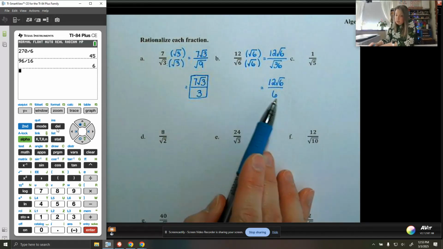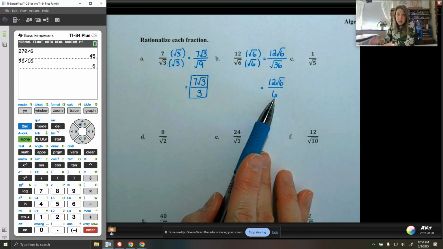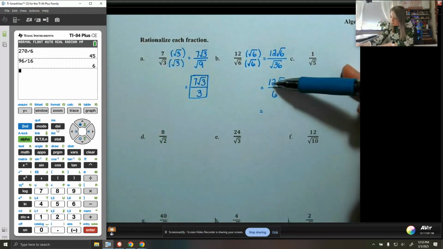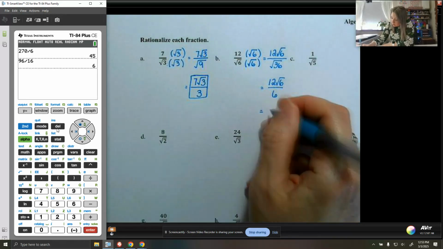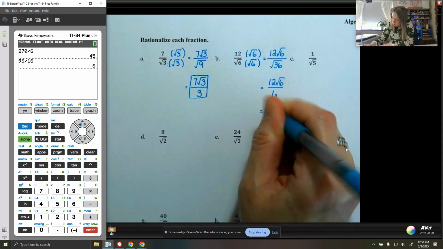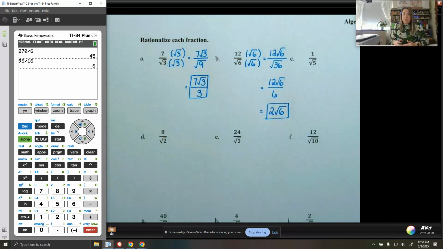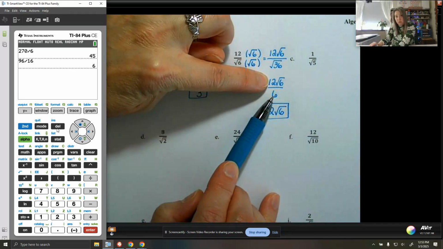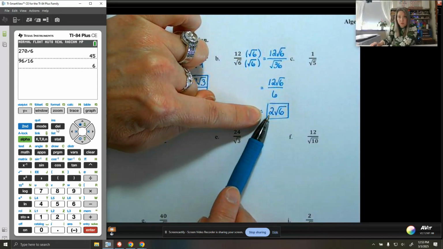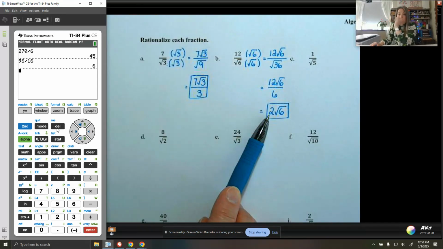Now we look to our coefficients. Can 12 and 6 evenly divide by anything? Yep, they are both evenly divisible by 6. What is 12 divided by 6? It is 2 radical 6. So notice the radical didn't divide by the denominator. Only the outside numbers, the coefficients, could divide evenly and simplify into one coefficient.